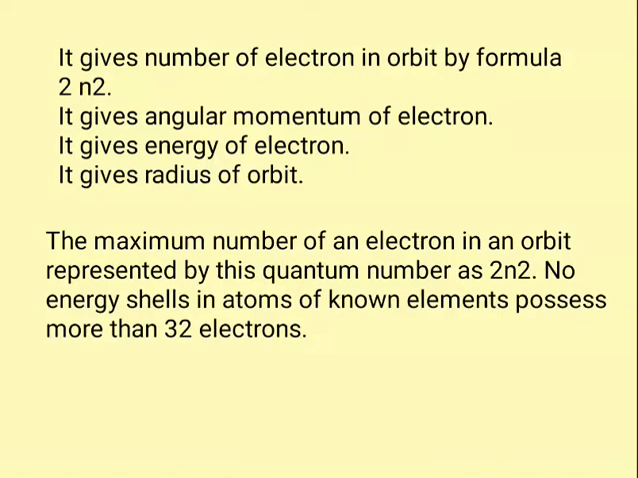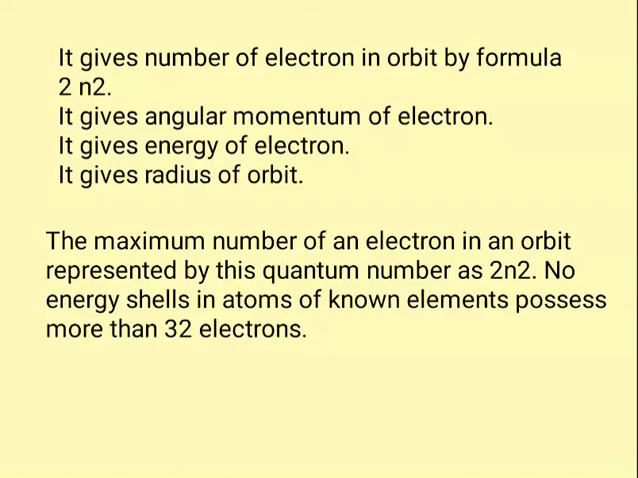Number 2, it helps in the calculation of the angular momentum of the electron. Number 3, it gives the energy of the electron according to the formula En = -2π²me⁴Z²/n²h². So according to this formula, we can find out the energy.